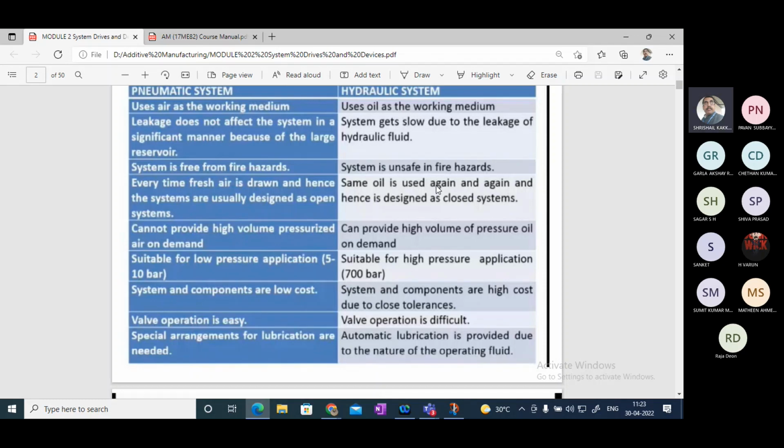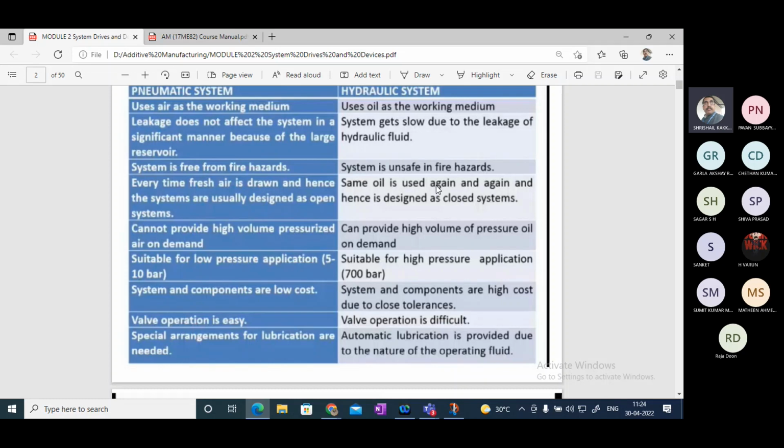Leakage cannot be avoided, but leakage doesn't have much effect in a pneumatic system. Leakage in a hydraulic system causes many problems because pressure drops frequently and you need to refill the oil. Leakage in a pneumatic system is free from such hazards, whereas oil is unsafe and a fire hazard, because oil heated to a high temperature can catch fire very easily.